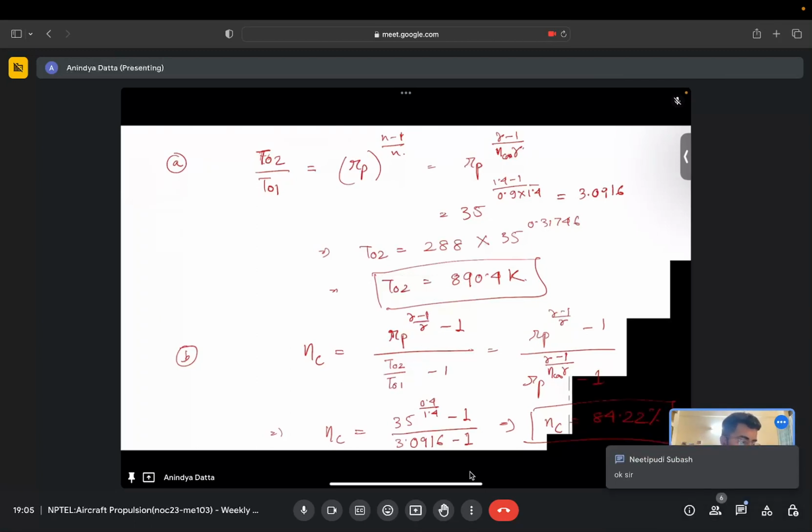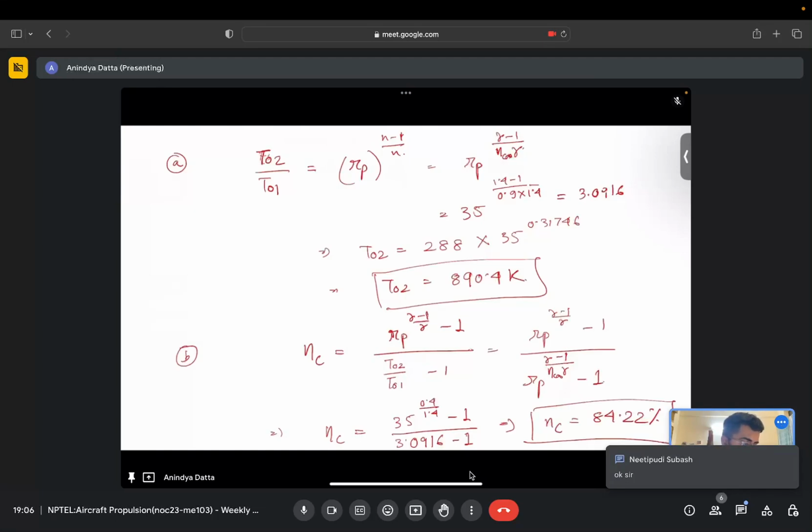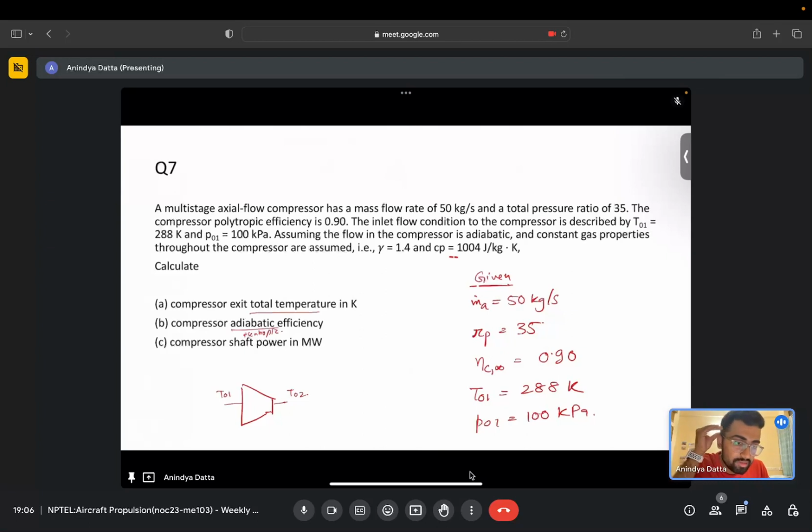Okay, so the last part, 7c, we have to calculate the compressor shaft power in megawatt, which means the compressor work input shaft power. Okay, so we can find out the specific compressor work, which is small wc, equal to cp times T02 minus T01.